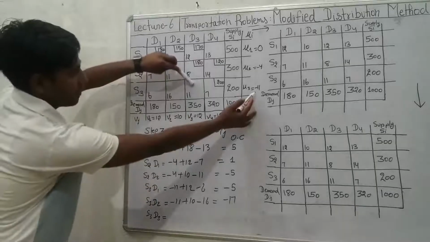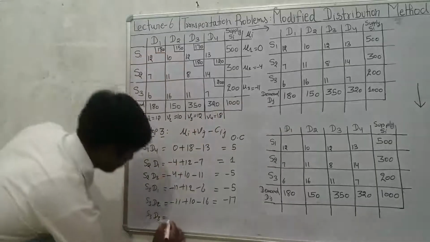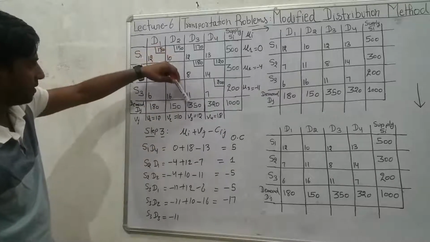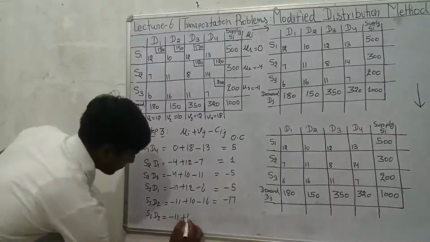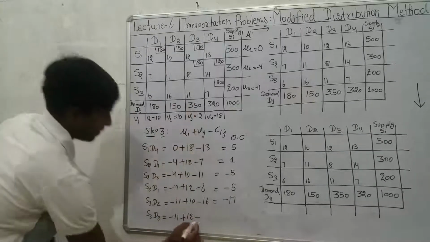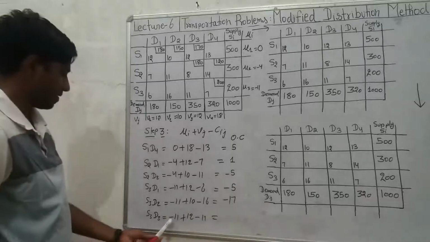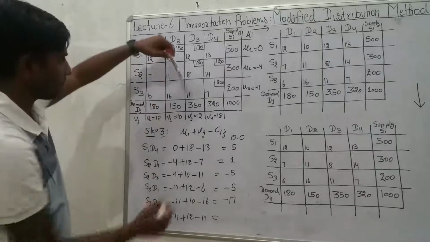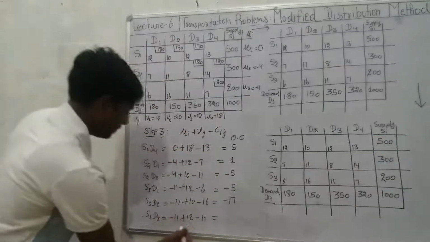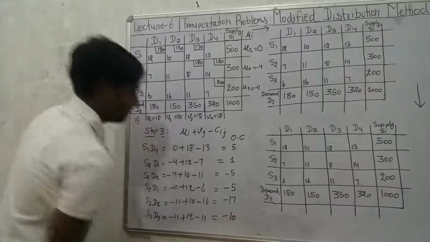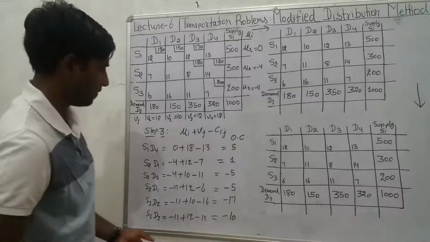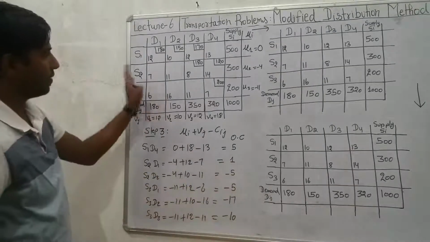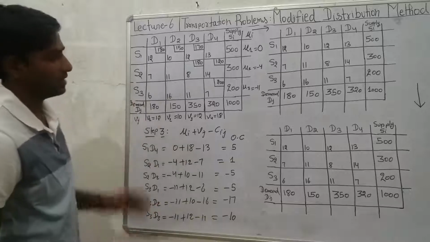S3D3, value of U3 minus 11. For this cell, V3 is plus 12 and minus per unit cost is 11. So value is minus 11 minus 11. It is going to be minus 10. Okay, minus 10. So in this way, we calculated the opportunity costs of all empty cells given in this table.